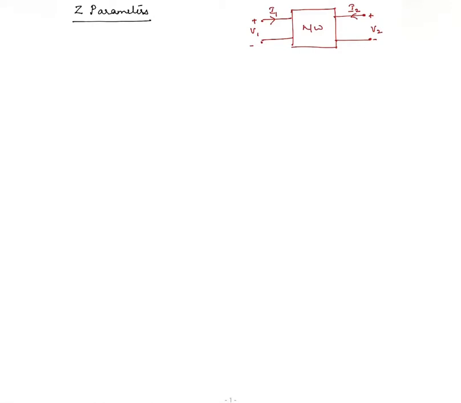Z parameters are also called open circuit impedance parameters, right? I'll explain why it is called so. It is also called the open circuit impedance parameter.